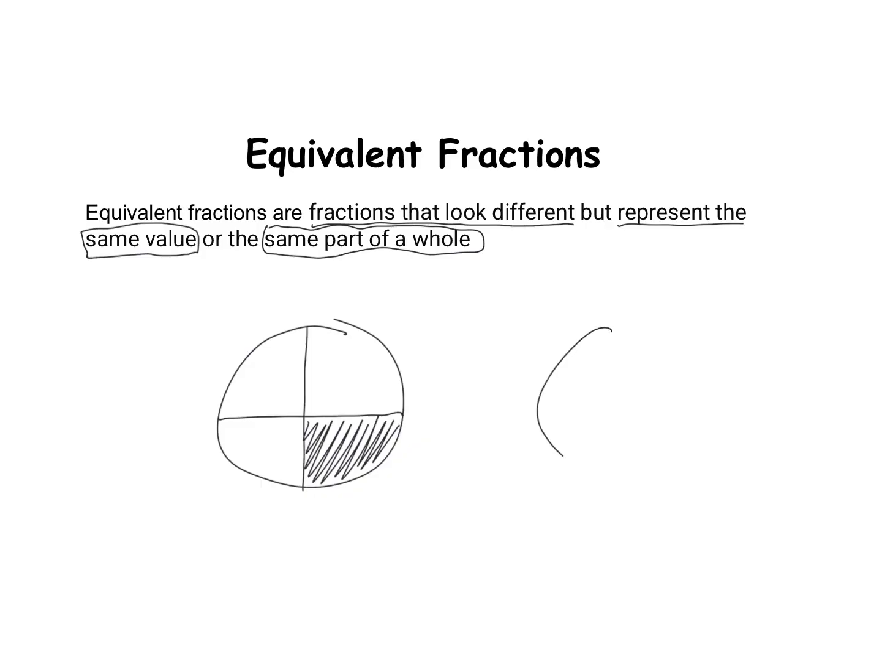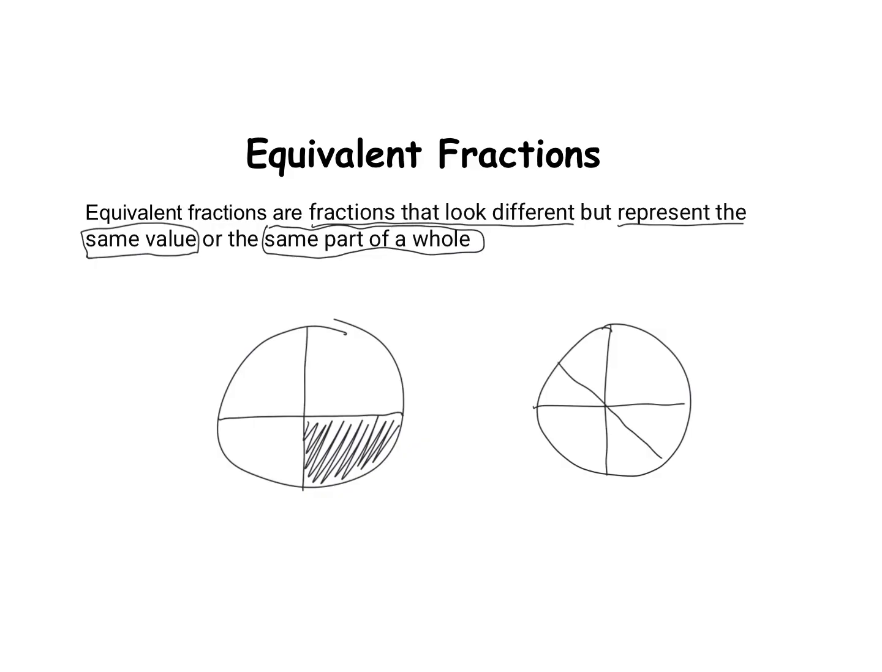If I were to think of a pizza, and I cut a pizza up into fourths, and I say, hey, I'm eating 1/4 of the pizza, so I'm eating that portion right there. An equivalent fraction looks like this. Some people cut their pizzas up into eighths. Okay? So we get 8 triangles.